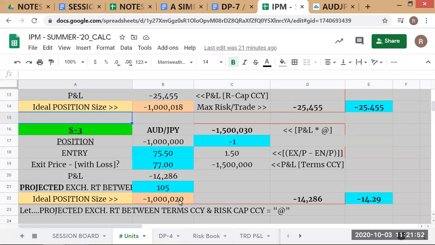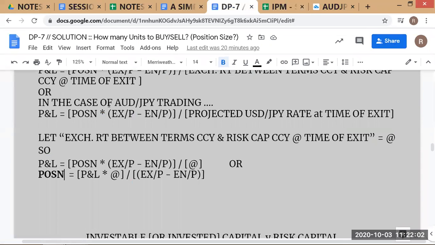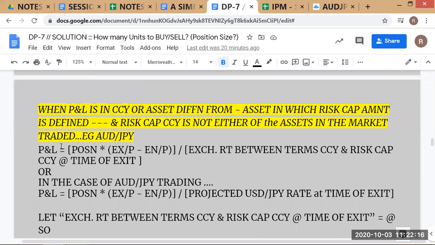Okay, so this is where we are. I hope you can see the spreadsheet, the calc spreadsheet. So this is what we are doing. We are doing DP7, modeling the number of units to buy and sell. Before that, as part of that exercise, we first have to model the maximum risk per trade, and then we have to model the trade P&L. Actually, this trade P&L is essentially all the scenarios we consider.